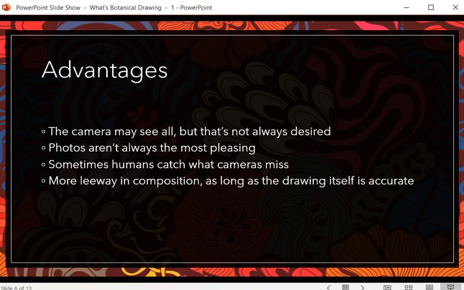Thus, botanical art and illustration have more leeway in composition and medium. As long as the drawing itself is accurate, the artist can change the composition a little bit, move the image in a certain way so that the viewer, the person who needs the information, so often a botanist, has the information that they need all at once without having to search for it.